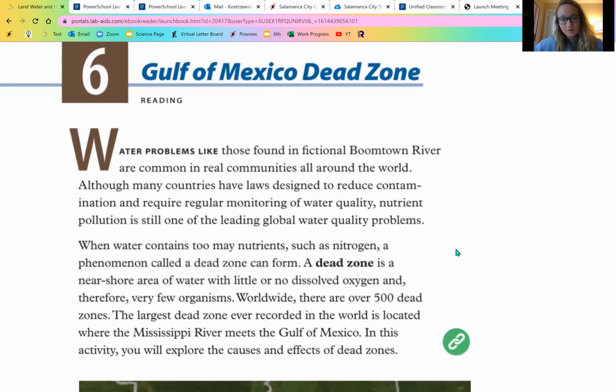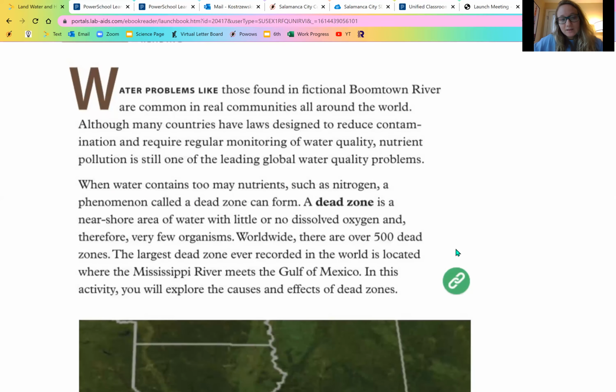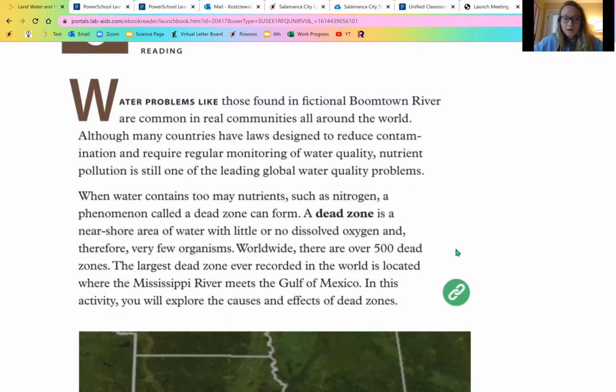Lesson 6, the Gulf of Mexico dead zone. Water problems like those found in the fictional Boomtown River are common in real communities all around the world. And that's something I have been discussing with you guys since day one of the third quarter. Boomtown is a fake scenario. However, it represents a lot of what's happening in America, but also all around the world.